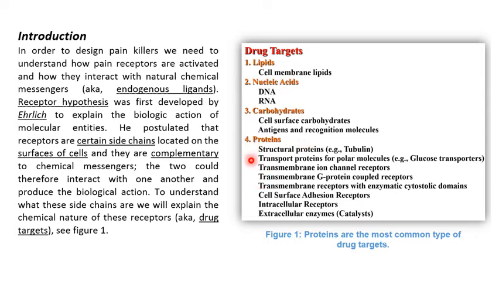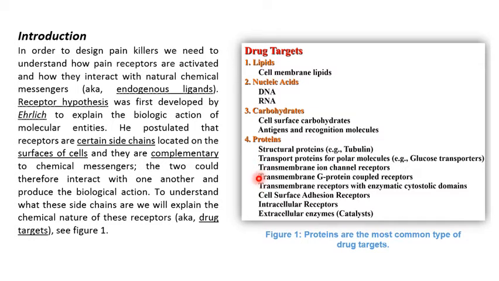And these proteins could be structural proteins. These are proteins that are involved in building the structure of the biological system, such as tubulin. They could be transport proteins that are responsible for transporting polar molecules or amino acids. They could also be transmembrane, and there are three kinds of transmembrane proteins.